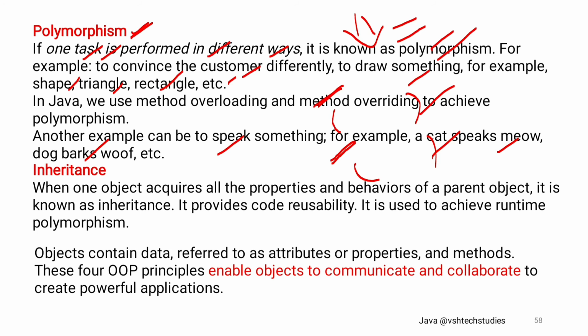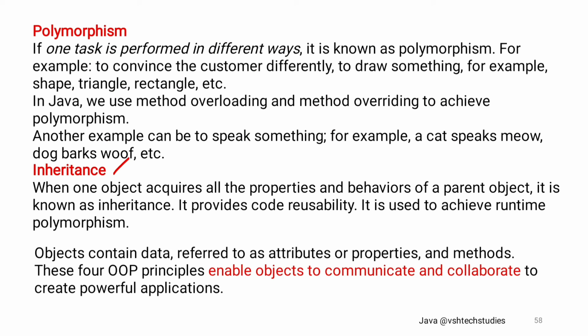Inheritance: when one object acquires all the properties and behaviors of another object. The other object is called the parent object here. This is called inheritance. It provides code reusability. It is used to achieve runtime polymorphism. Objects contain data, referred to as attributes or properties, and methods.